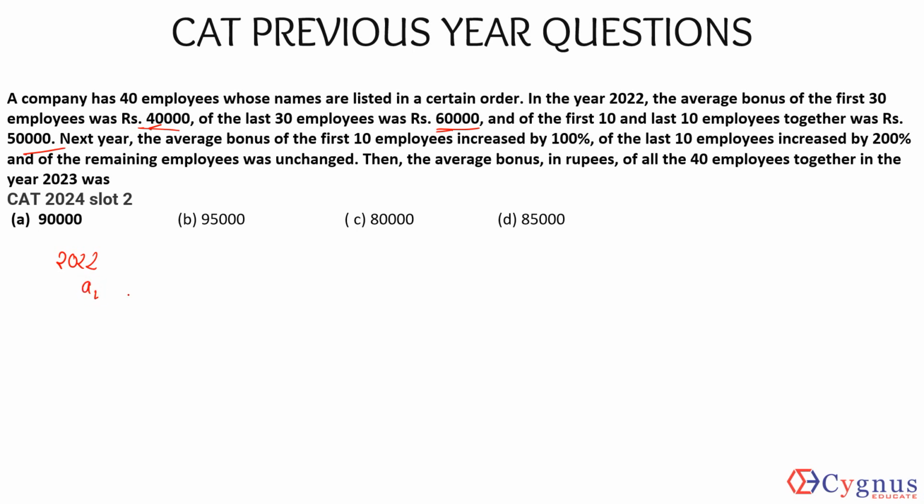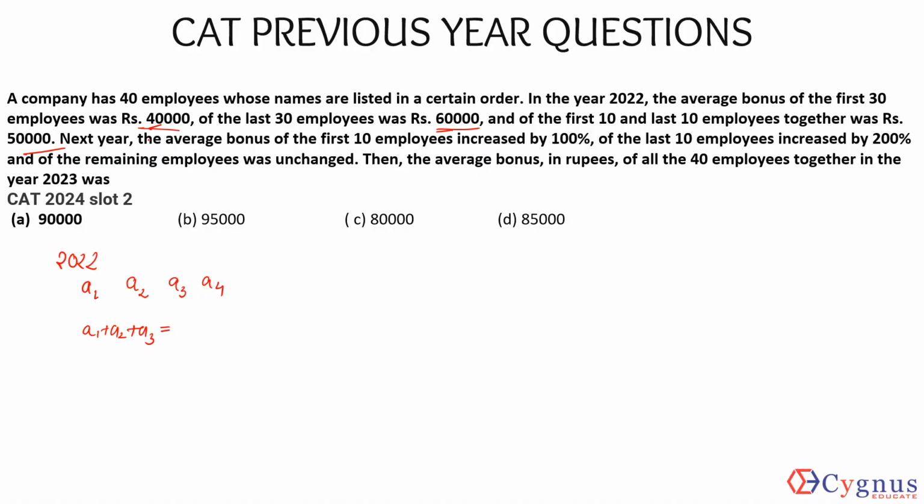Let's say A1 is the average of the first 10 employees, A2 is the average of the second 10, then the next 10 is A3, and these are the last 10, A4. Let's take it like this. The average bonus of the first 30 employees will include A1, A2, and A3. So can we say A1 plus A2 plus A3 must be equal to how much?